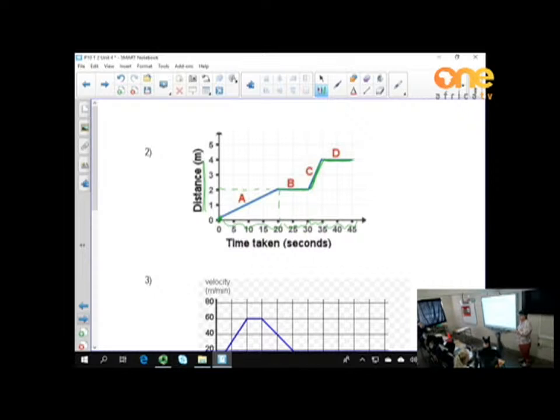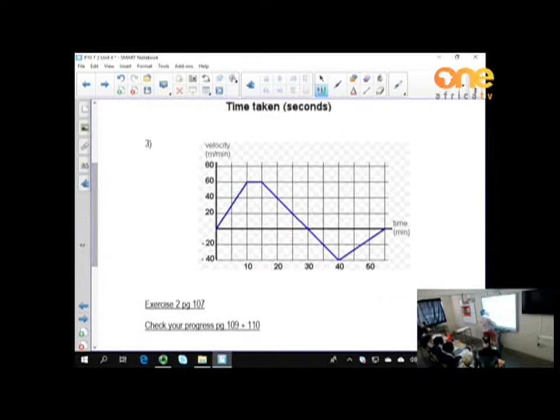Yeah, and you're talking about distance time. Okay, now, I'll come back to these graphs in a moment. Here we have another one. Here we have a velocity time graph, or a speed time graph. So now we're working with the second set of graphs again.